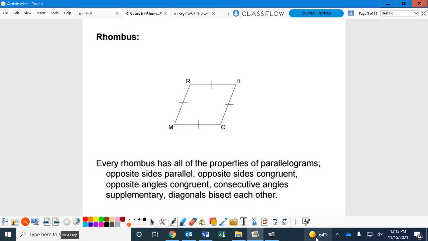A rhombus, guys, still has all of the same properties. They're listed here. All 5 of those properties that we talked about for a parallelogram. So it is a parallelogram. These are all parallelograms, just so we know, guys. And guys, what makes a rhombus a rhombus? Look on the picture. 4 congruent sides. It is a parallelogram with 4 congruent sides.